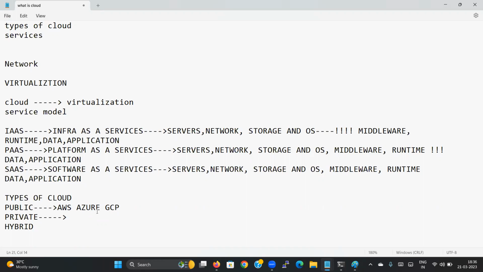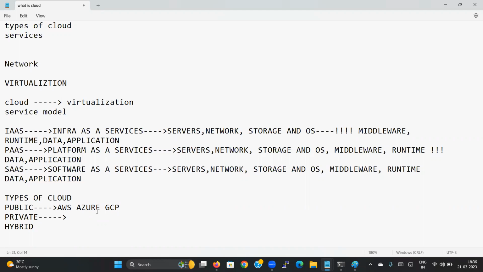Now this private cloud, the server's access will be provided to particular employees only. If your company is an IBM company, only IBM employees will be able to access those servers. If you are a Microsoft employee, then Microsoft employees access the servers, and that is called a private cloud. Now, this is the main difference between public cloud and private cloud.